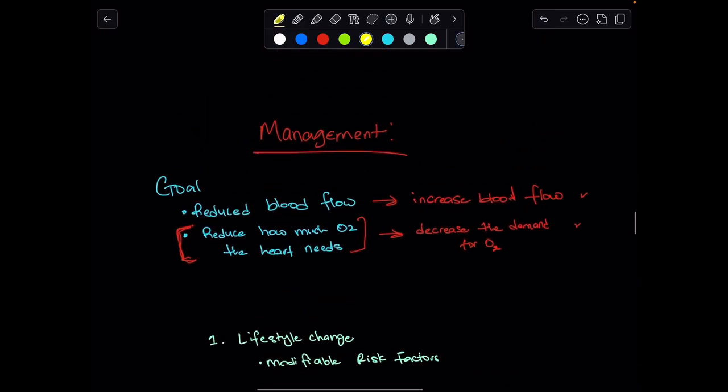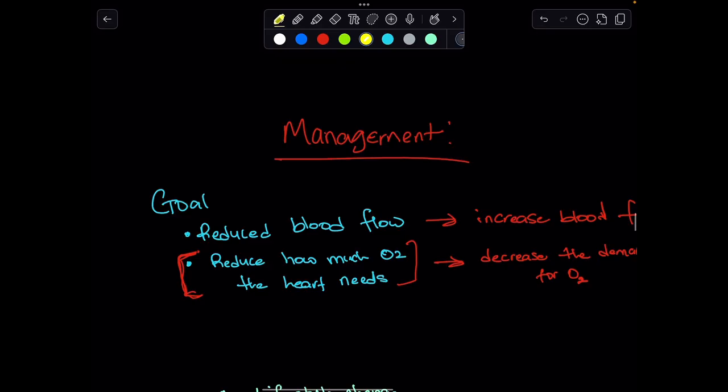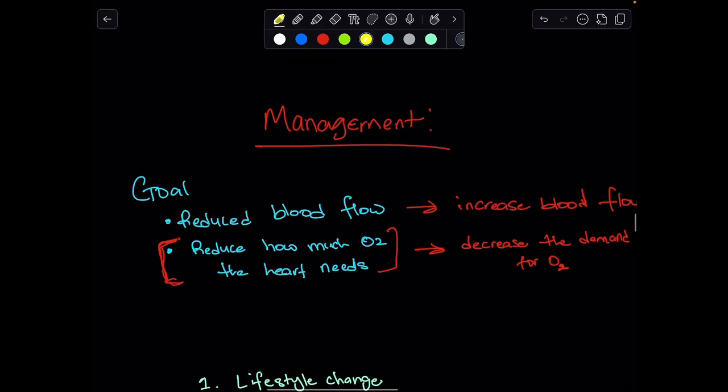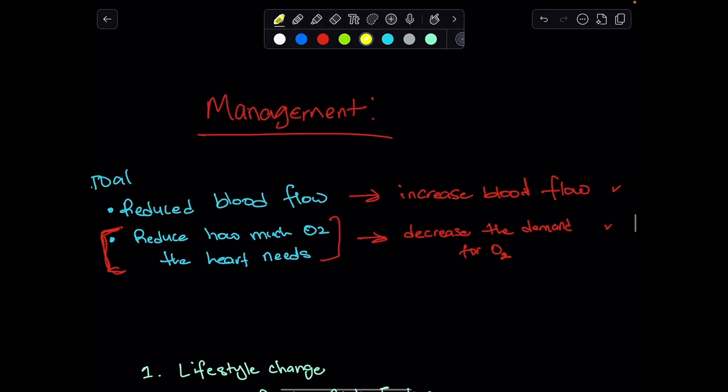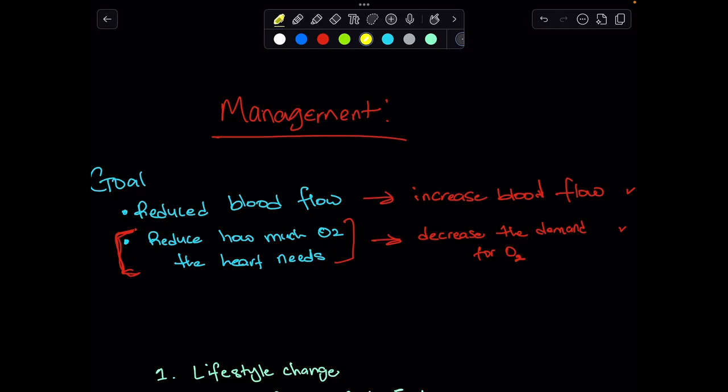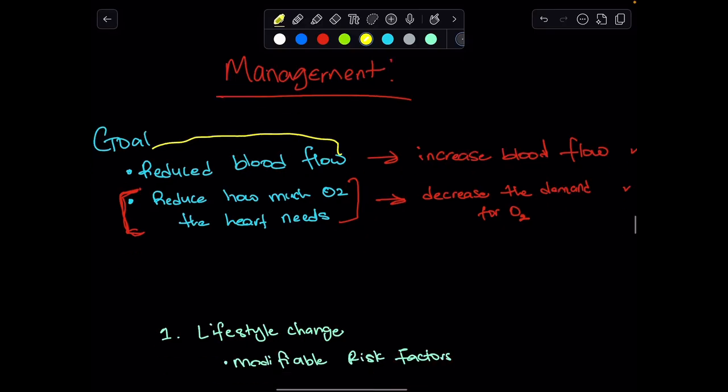So, how do we manage coronary artery disease? The goal is to reduce blood flow, and so, wait, sorry, I was going too fast. The goal is to increase blood flow, because there is reduced blood flow. Remember, that's the premise of coronary artery disease: reduced blood flow. And we also want to decrease the demand for oxygen, so we don't want the heart to work too hard to get oxygen. So how do we fix that?